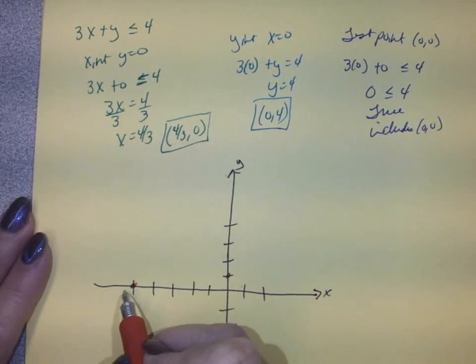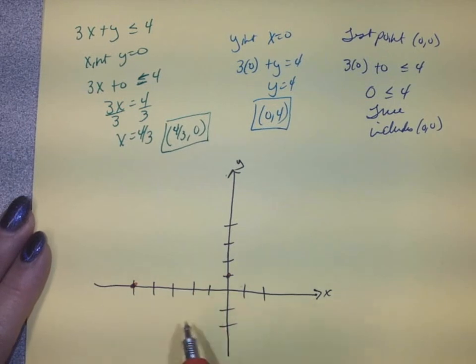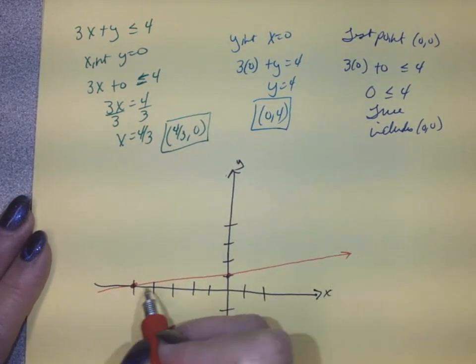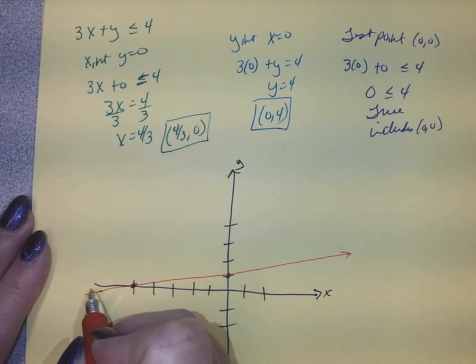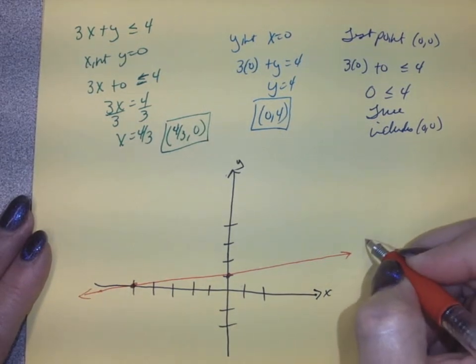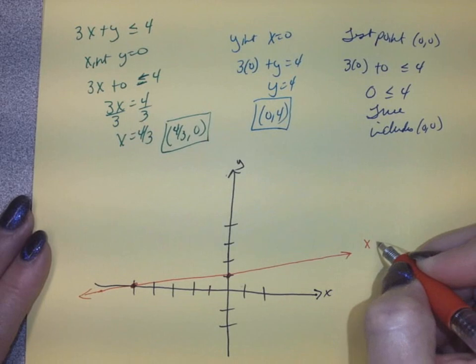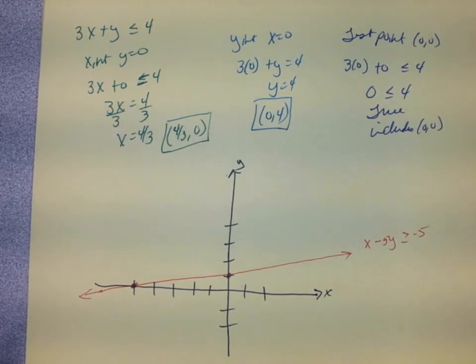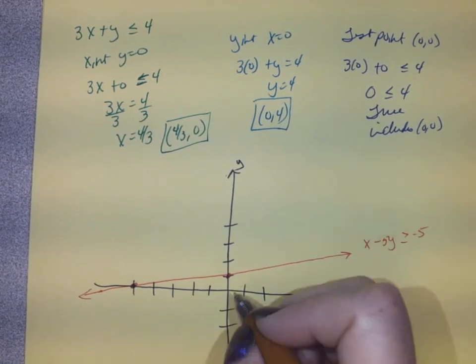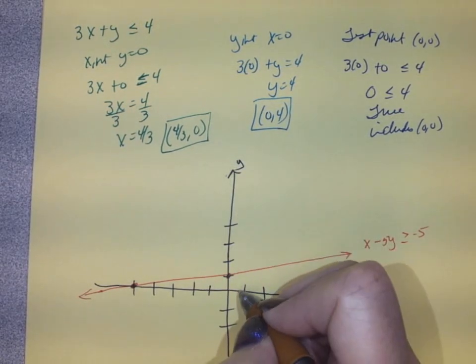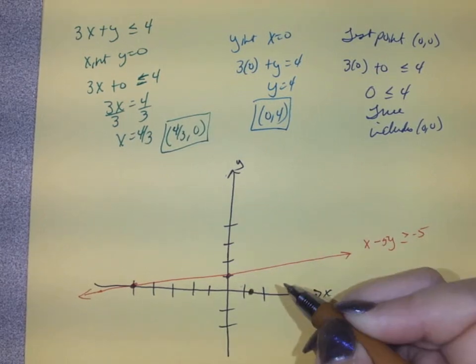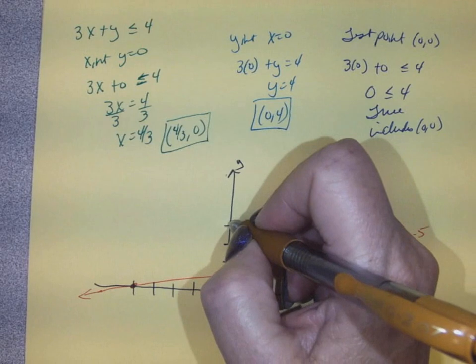So this is our first line, and it'll be solid. And this is our x minus 5y greater than or equal to -5. All right, then I'm going to draw my second line. My x is at 4/3, so that's a little over 1. And my y value is at 4.